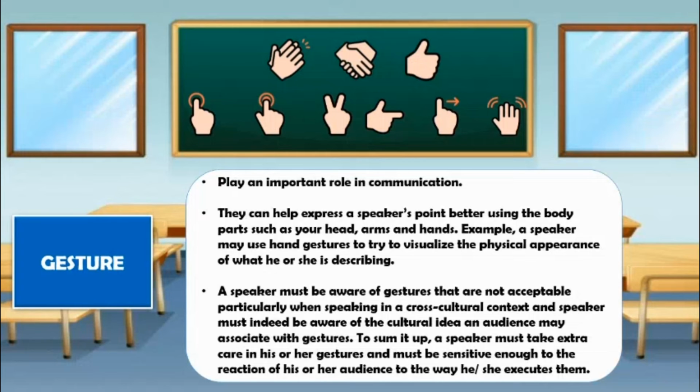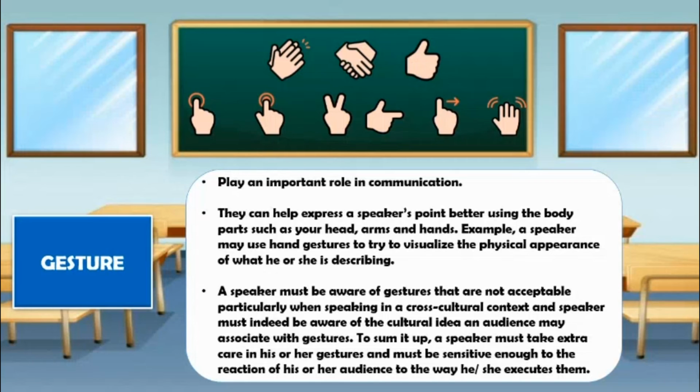When a speaker wishes to show what he or she feels strongly about what is being said, the speaker may show a clenched fist. In addition, a speaker may use hand gestures to try to visualize the physical appearance of what he or she is describing. Wide arm gestures may send a message that the speaker is discussing broad or general topics, while hand and arm gestures closer to the body may send a message that the speaker is giving precise details.